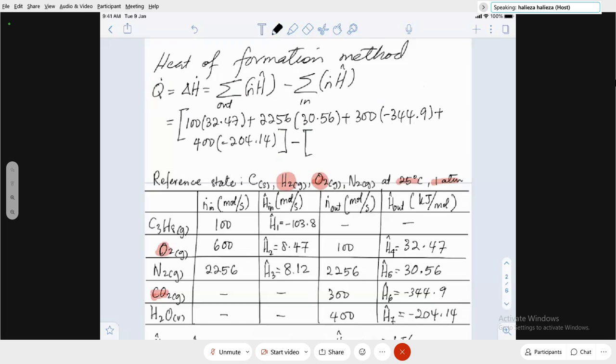Your inlet, you have 100 of propane times negative 103.8, its enthalpy, plus 600 mole per second of oxygen gas, plus the last value, which is for nitrogen, 2,256 times its enthalpy, 8.12. So now close the bracket. That is for your outlet. So what is the final value of your heat?